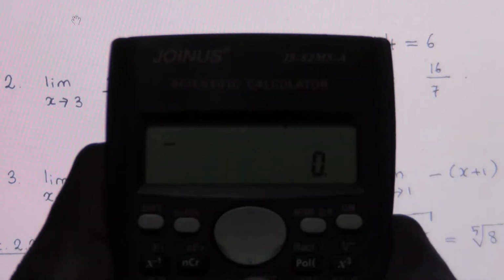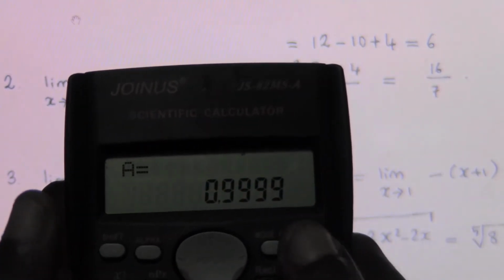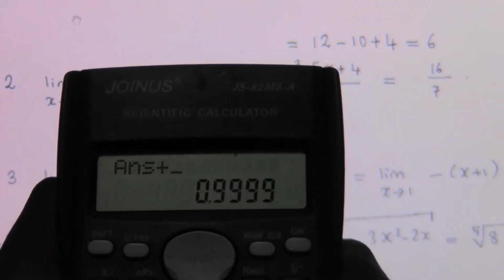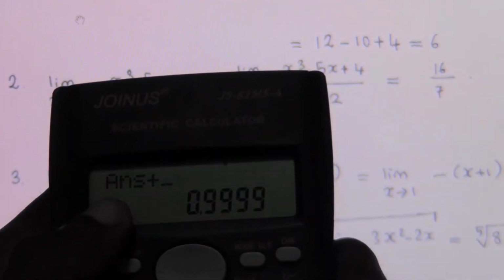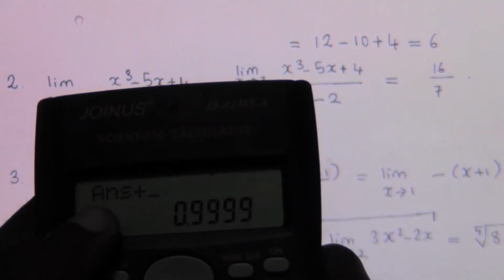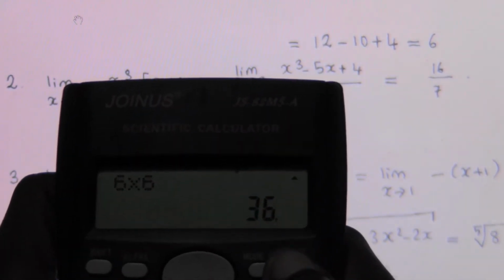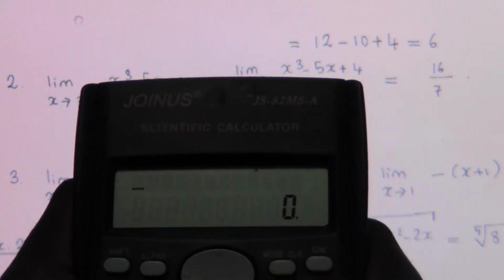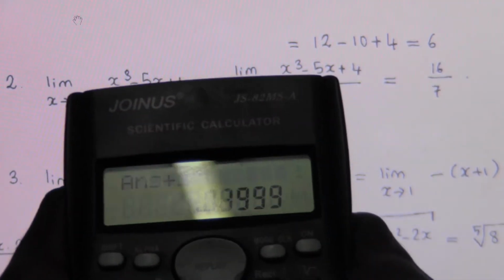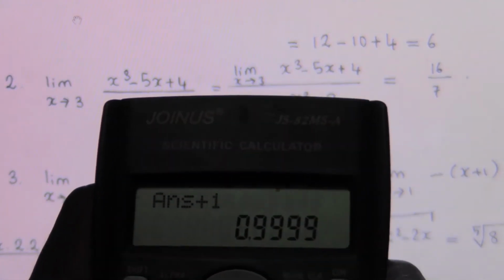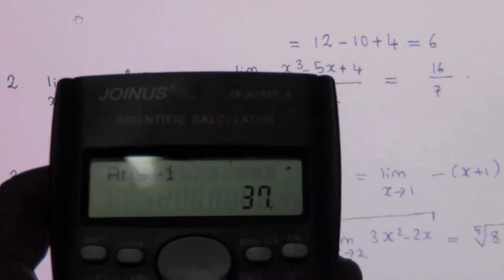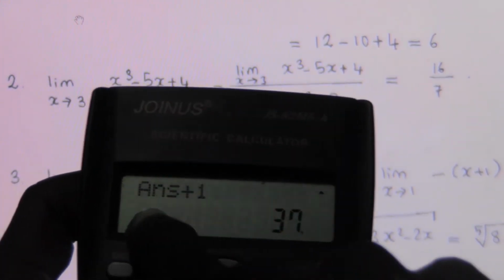What the calculator did, when I called A and then said plus, it turned A into Answer. This Answer being the last answer I just got. For instance, 6 times 6 is 36. 36 is the last answer I got. So if I do A plus 1, it turns to answer plus 1. So it adds a 1. Instead of getting the 0.99 plus 1, I get the 36 plus 1.